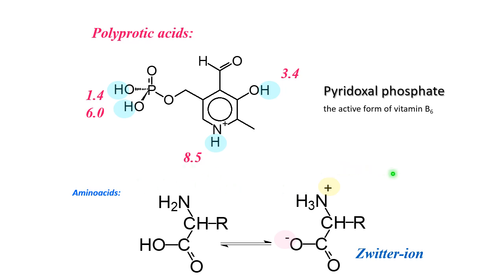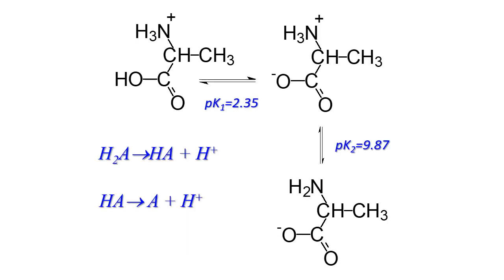All amino acids have several modes of dissociation. Now, an amino acid has an amino and a carboxylic group, but it never exists in this form. The real form is the so-called Zwitter ion. So a positive ammonium group and a negative carboxylic group, both of them are ionized. Total charge, of course, is 0.